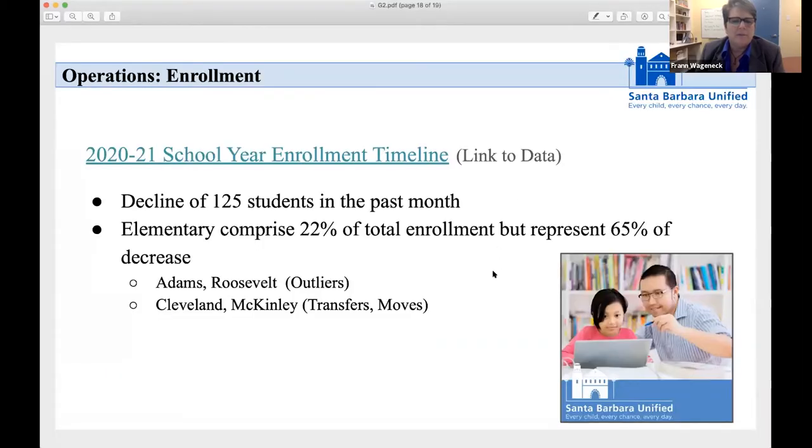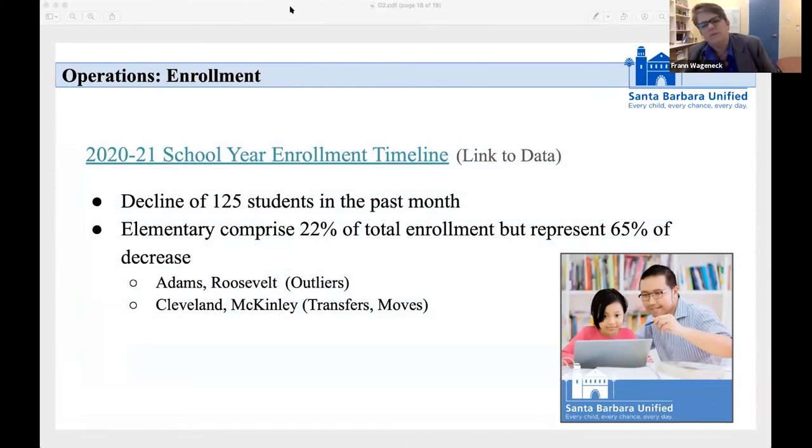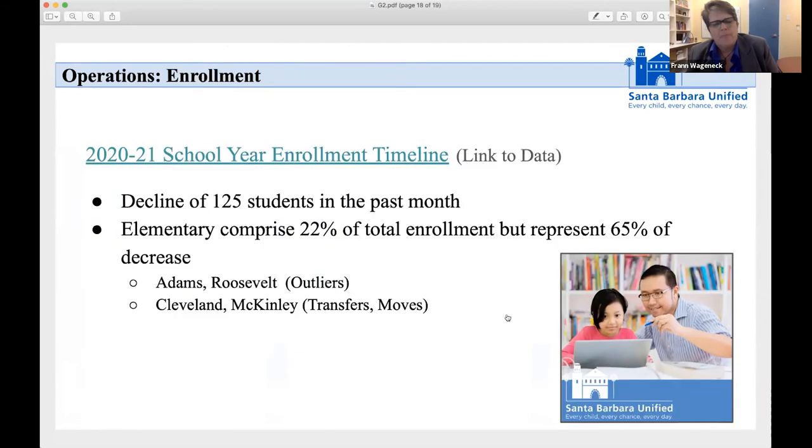And really, the big message here as we see this decline in students and reflect on it is that parents are all having to make decisions about what's best for their children. And that's something we completely understand, whether it be because of economic distress or because of wanting a different kind of learning and not opting for distance learning.